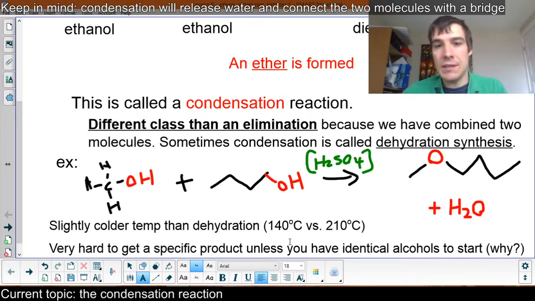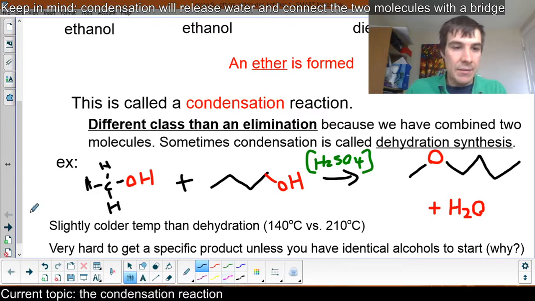There's other ways to do condensation reactions as well. Some, for example, are done in weak acids. It is very hard to get a specific product unless you have identical alcohols to start with. Why? Well, what's stopping the methanol from hooking into another methanol, right? If you have the methanol attached to another methanol, you just end up with this kind of thing, with an oxygen in the middle. Like if two of those met up, remember we have billions of these in our solution, so if two of those met up, you just end up with this dimethyl ether.